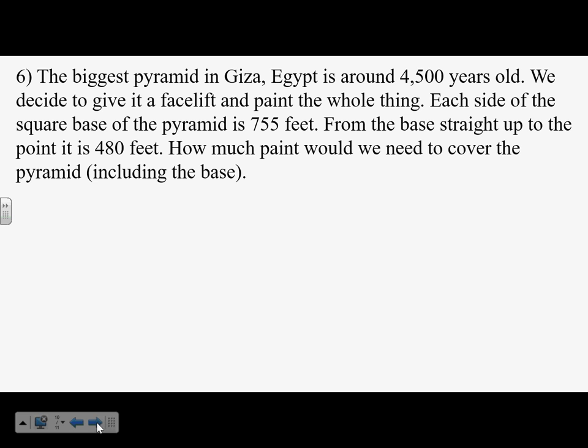The biggest pyramid in Giza, Egypt, I might be saying that wrong, is around 4,500 years old. We decided to give it a facelift and paint the whole thing. Each side of the square base of the pyramid is 755. So they tell you have a square base. That helps. From the base straight up to its point is 480. So from the base straight up to the point, that's not the slant height. So if I were going to draw a picture, that would be my base. Put my point up here somewhere.